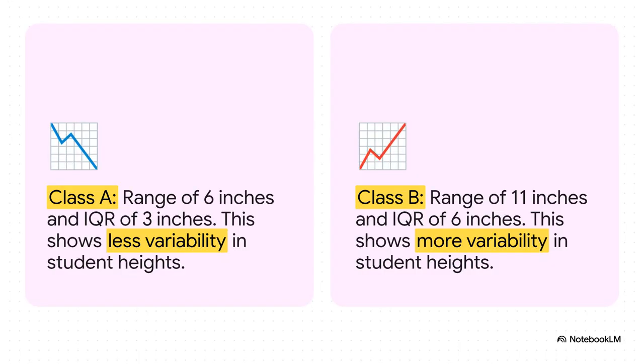Now look what happens when we look at the spread. Whoa! A completely different story just pops out. Class A is really tightly clustered together, a small range, a small IQR. But Class B, their heights are all over the place. The range is almost double, and the IQR is double. This is the big reveal. The average height might be the same, but the variety of heights in Class B is way, way bigger.